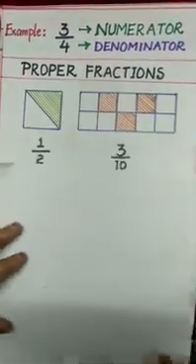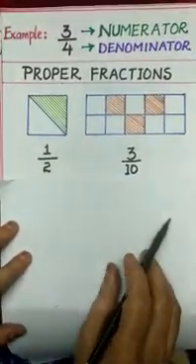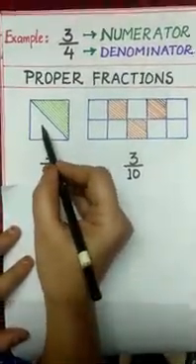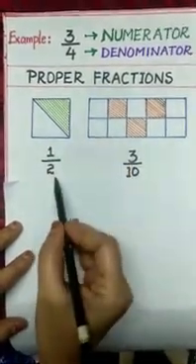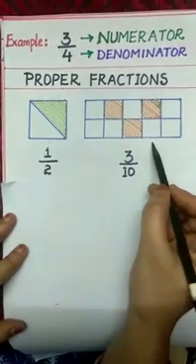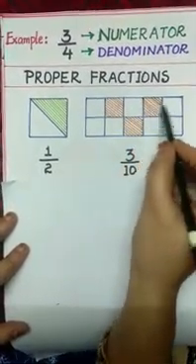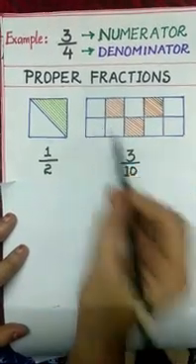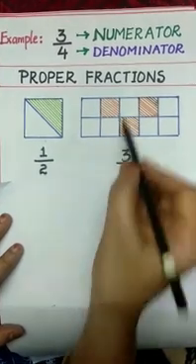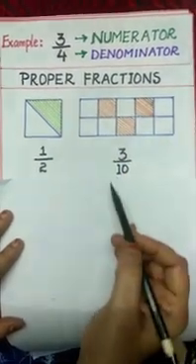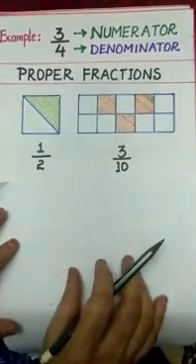Now you see some figures here. Here is a square divided into two equal parts, where each part indicates 1 by 2. This is 1 by 2 and this is 1 by 2. Now this selected part indicates 1 by 2. Here is a rectangle divided into 1, 2, 3, 4, 5, 6, 7, 8, 9, 10 equal parts, where each part indicates 1 by 10. How many parts did I select here? 3 parts. So here the selected parts indicate 3 by 10.